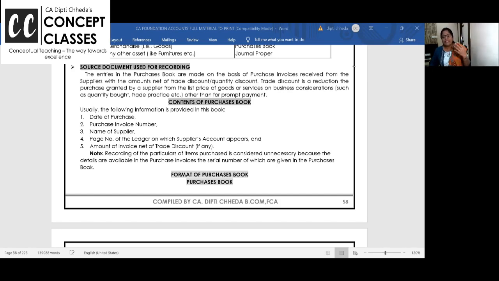But if I'm dealing in computers and I buy 10 laptops and I sell them and all, then purchase account debit to party. Even though I buy goods in cash, I will not record it here. So I hope all the three things are clear to you.